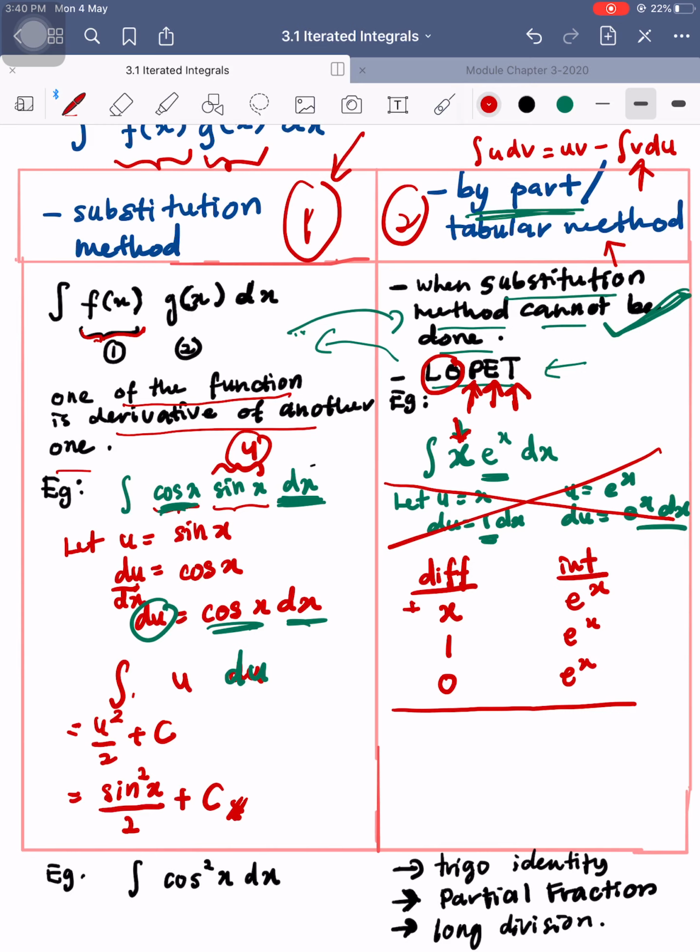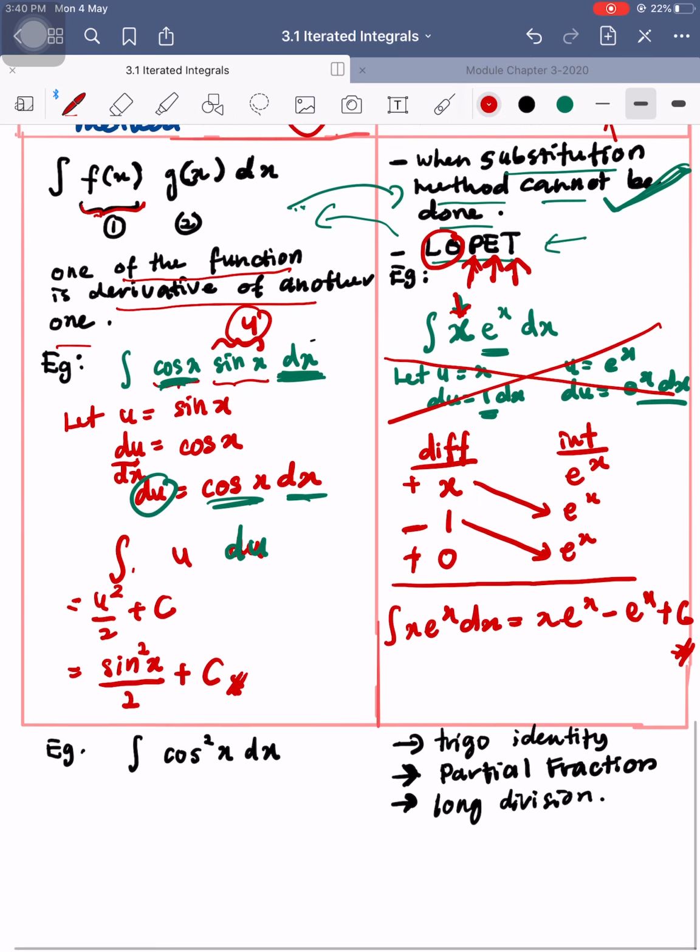Okay, so the signs are plus, minus, plus. If there were more lines, it would continue plus, minus, plus, minus. Okay, so multiply the first with the second, the second with the third. So the integral of x exponent x dx is equal to x exponent x minus exponent x plus c. Don't forget plus c, because there's no limit involved.